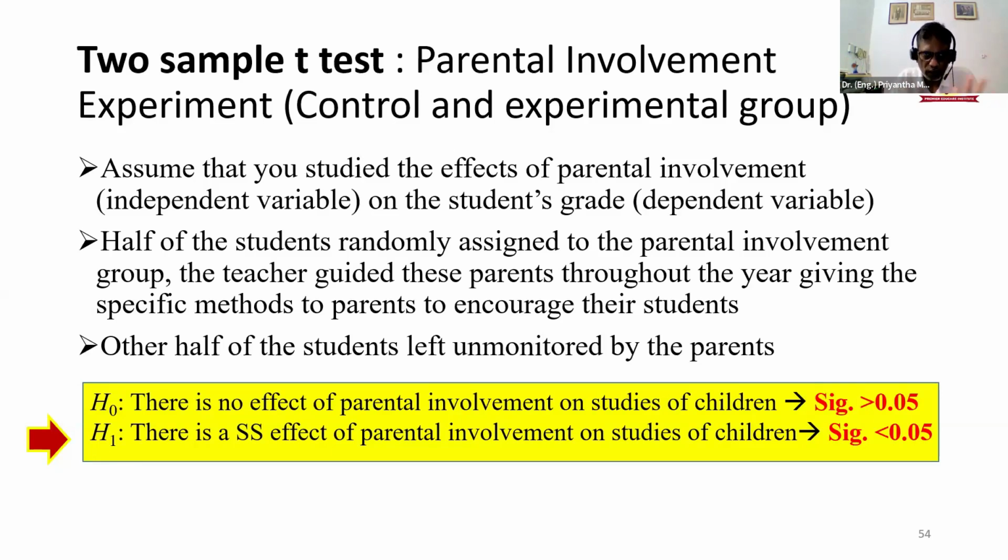You have to prove it. What are the two groups? Students monitored by the parents, students unmonitored by the parents. Now you want to check the final marks of both groups, whether there is any relationship. That comes under the two sample t-test, called the student t-test or the independent sample t-test, right?